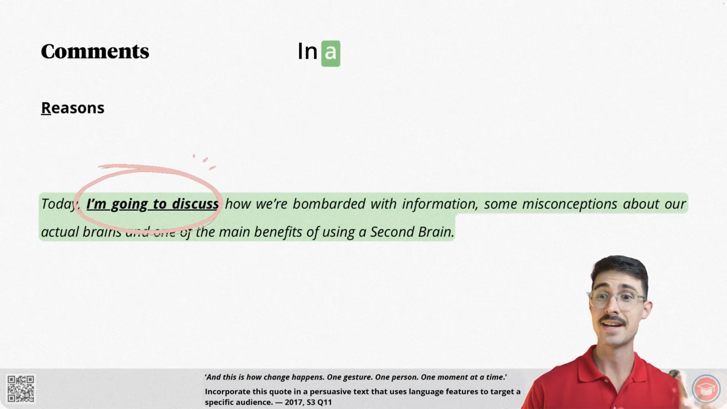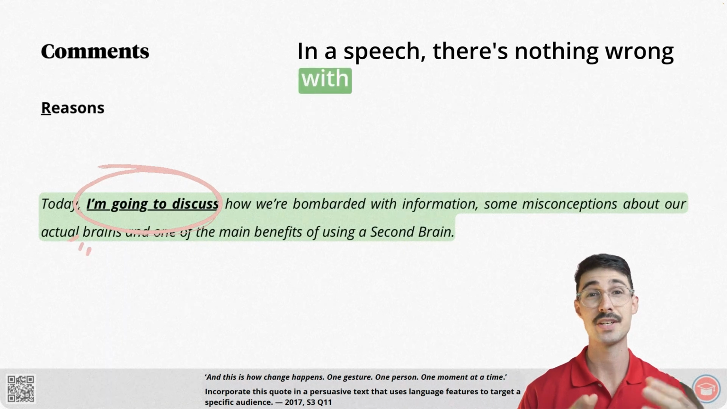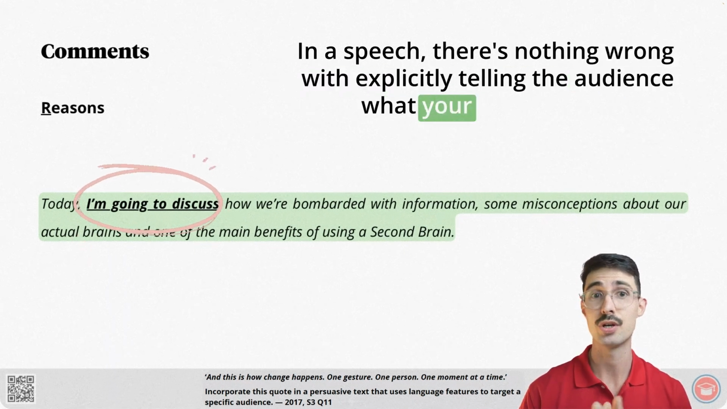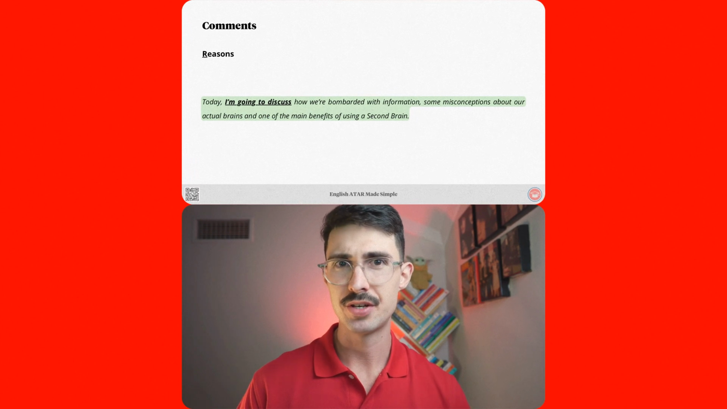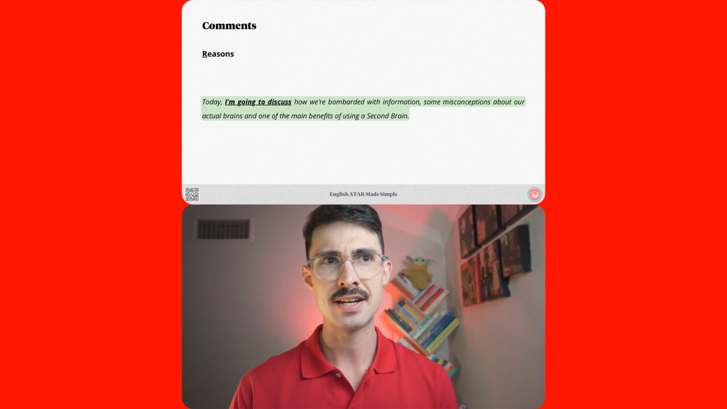However, in a speech, there's nothing wrong with explicitly telling the audience what your main reasons are. This is because in the case of real life speeches, the audience typically doesn't have access to a transcript in real time of the speech. Therefore, being crystal clear with your words is very important.